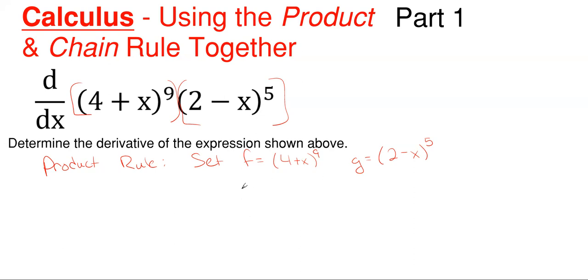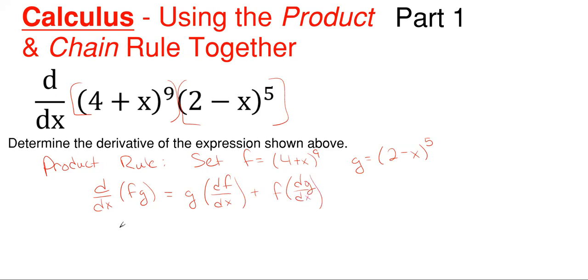Now, to utilize the product rule with these substitution variables, we're going to have the derivative of our f times g, which is essentially what we have here, where we've changed this for f and this for g. It's going to be g times the derivative of f with respect to x, plus our f multiplied by the derivative of g with respect to x.